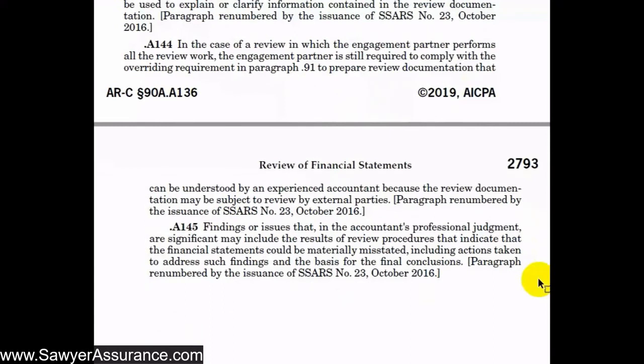And finally, findings or issues that in our professional judgment are significant might include results of the review procedures that indicate that the financial statements could be materially misstated, including actions that we took to address such findings, and the basis for our final conclusion. So we would need to include those items in our documentation of our review as well.